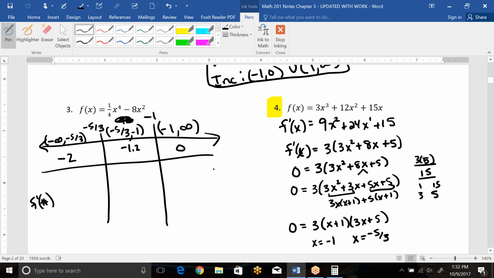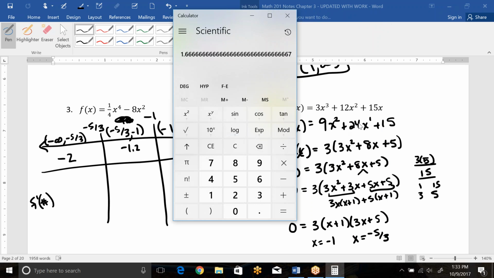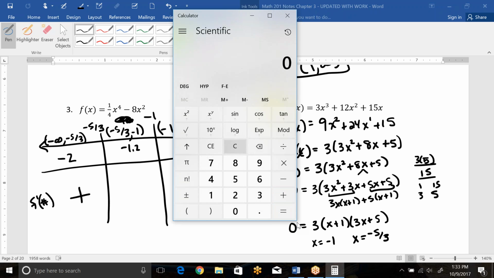So when we plug in negative 2, let's just plug it into our derivative, which is right here, 9x squared. So 9 times negative 2 squared plus 24 times negative 2 plus 15. Remember, plugging it into the derivative, it is positive 3. So this comes out positive. Let's plug in negative 1.2.